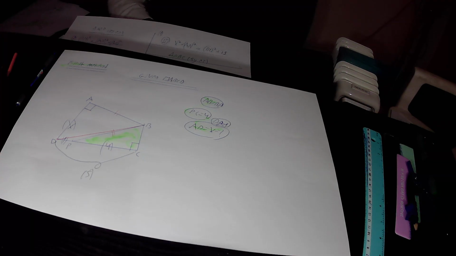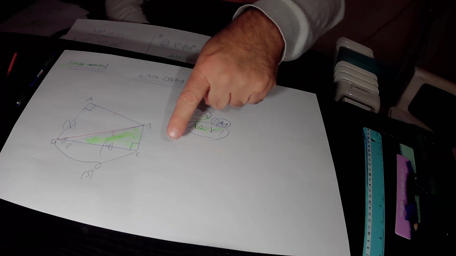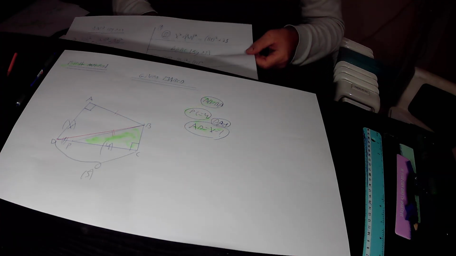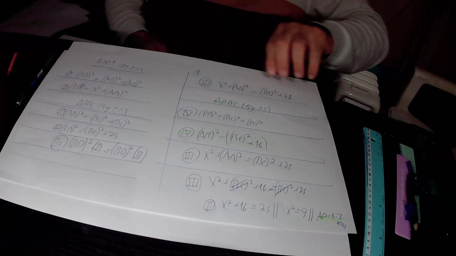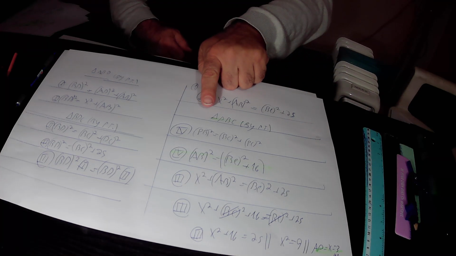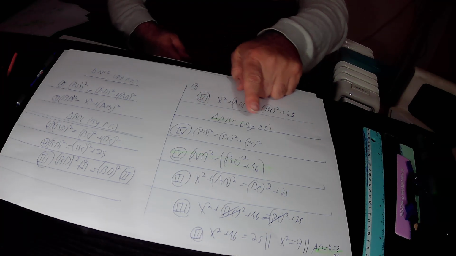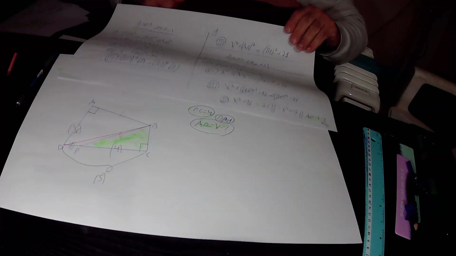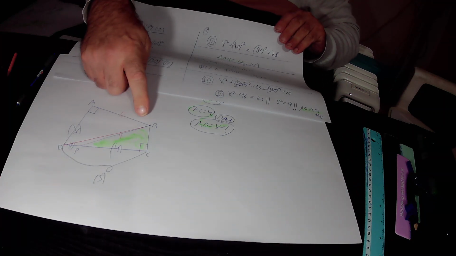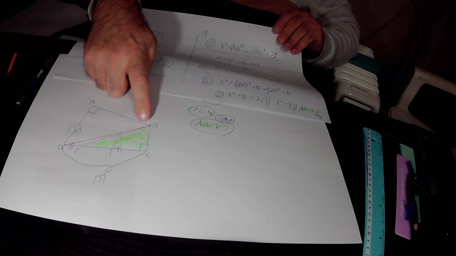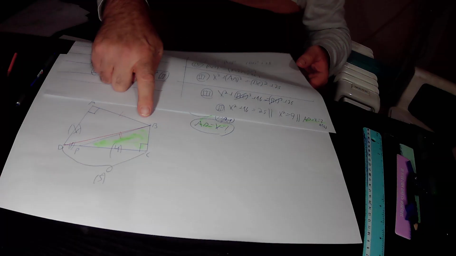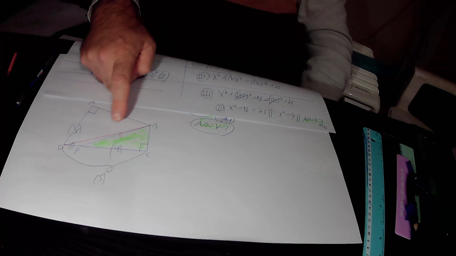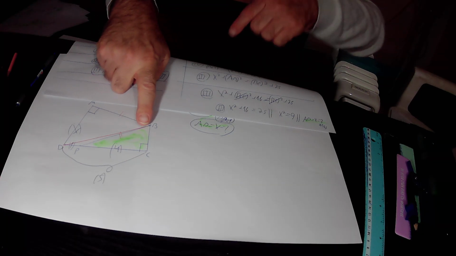According to the Pythagoras theorem, in this green right triangle PBC, PB squared, that is the square of the hypotenuse, equals BC squared plus PC squared. Repeat again, in the green right triangle, according to the Pythagoras theorem, PB squared, the square of the hypotenuse, equals BC squared plus PC squared. PB is the missing hypotenuse, and PC is also unknown, so PB squared equals BC squared plus CP squared.